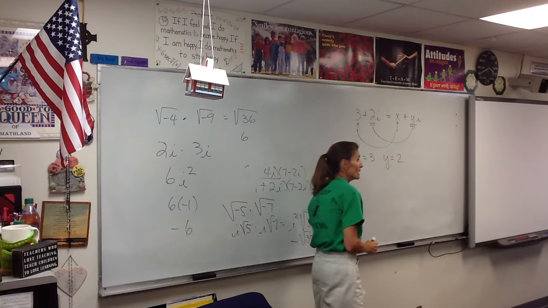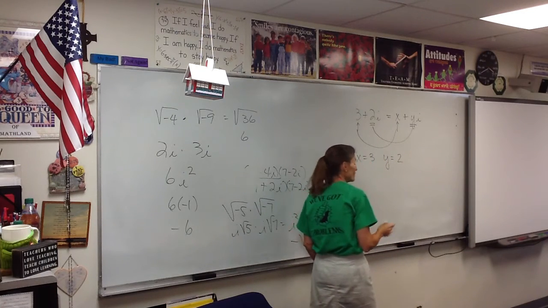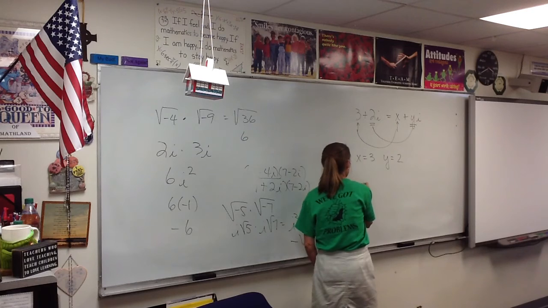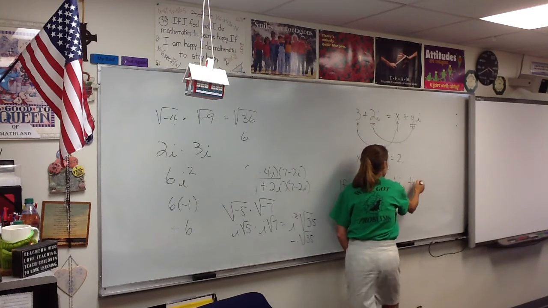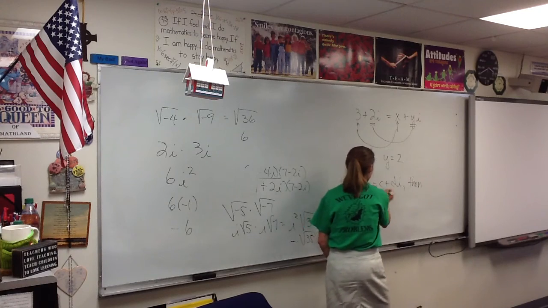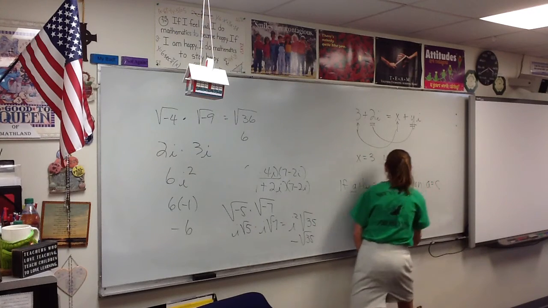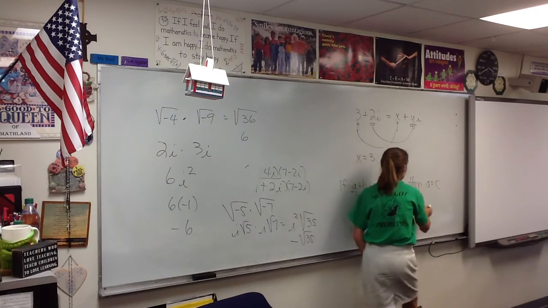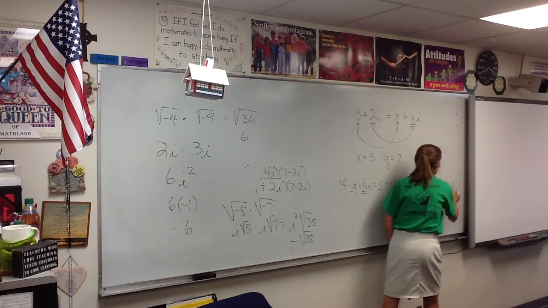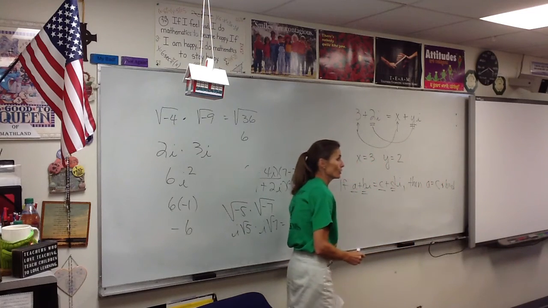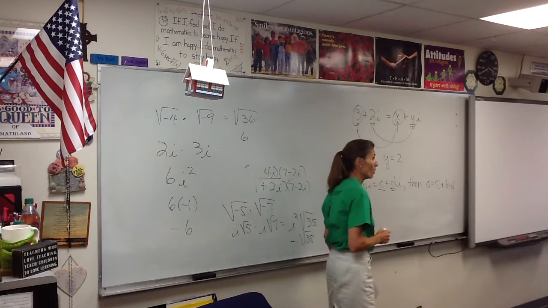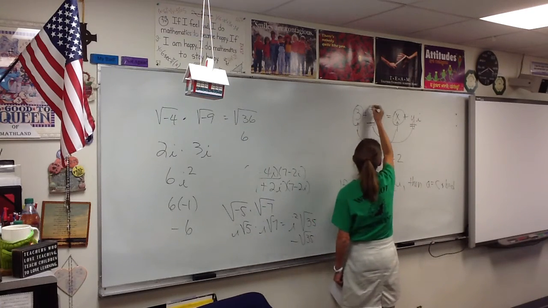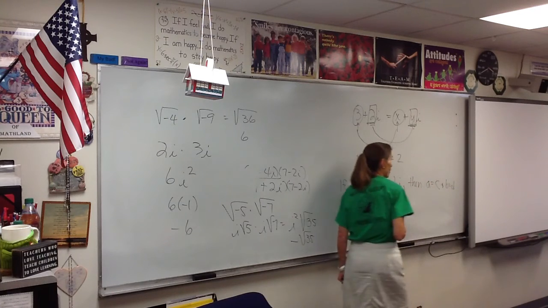2. Now I'm going to throw a bunch of letters up here, but if a plus bi is equal to c plus di, then a has to equal c, and b has to equal d. In other words, the parts with no i's are equal, and the parts with i's are equal.